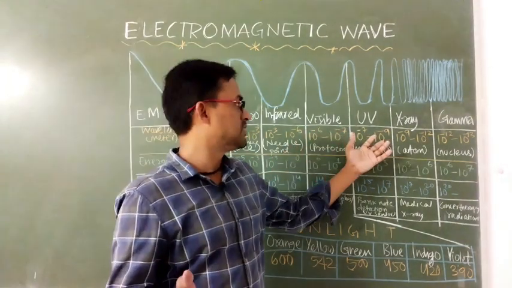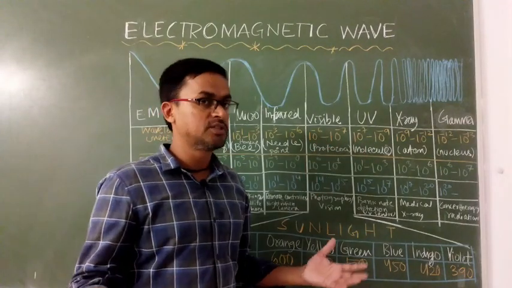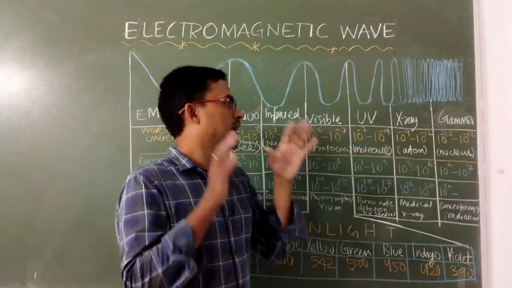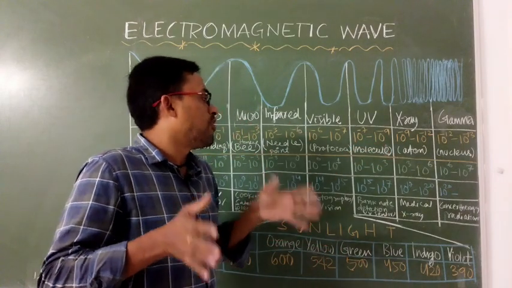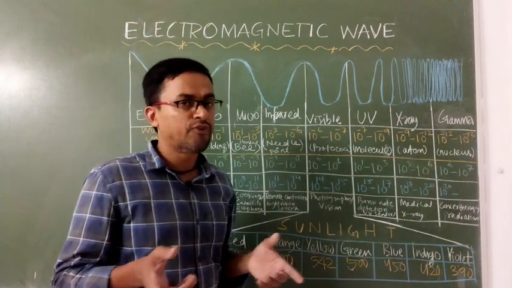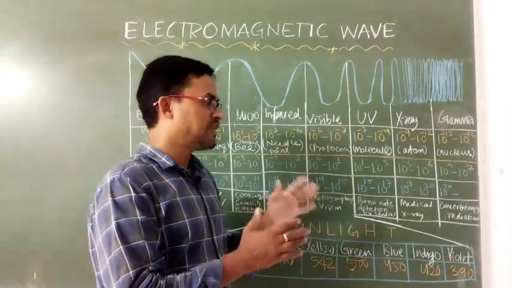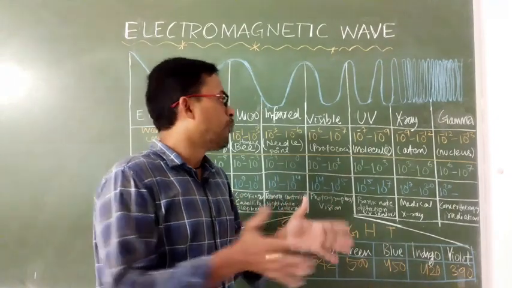10 to the minus 9 meter, we can also say, is around the nanometer scale. In the UV range, the wavelength is equivalent to the length of a molecule. Then come to the X-ray. Again, we can see the wavelength becomes smaller, and smaller, and even smaller.